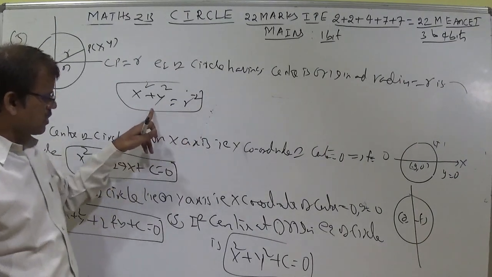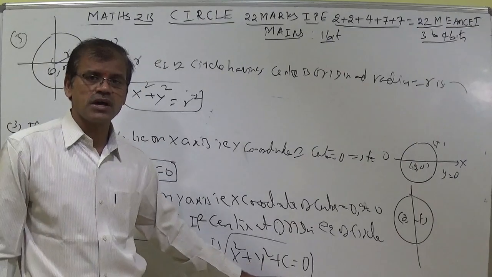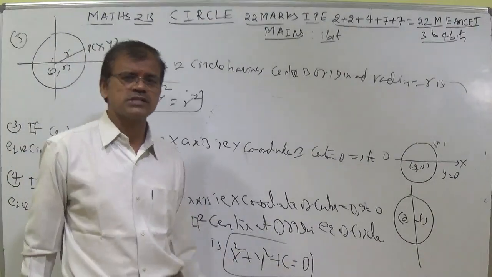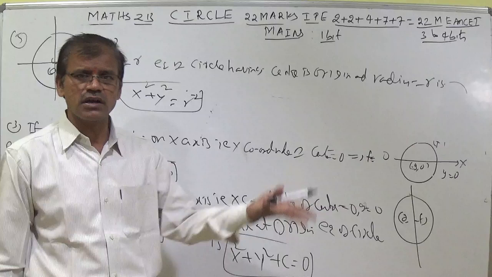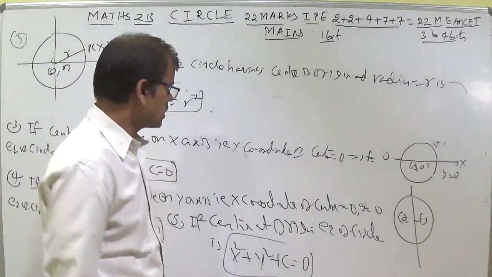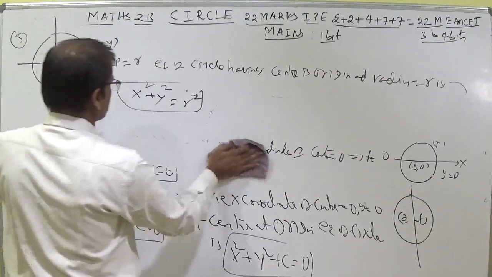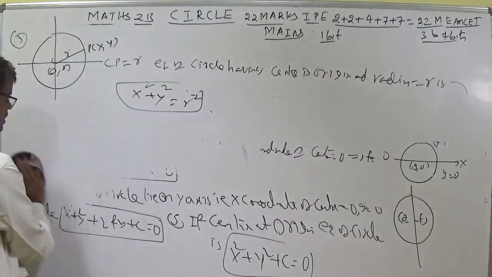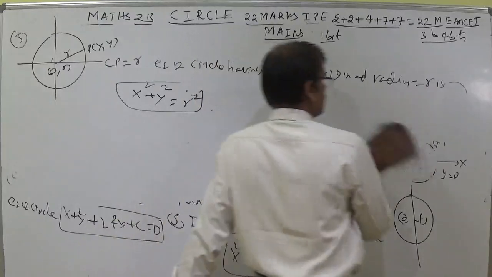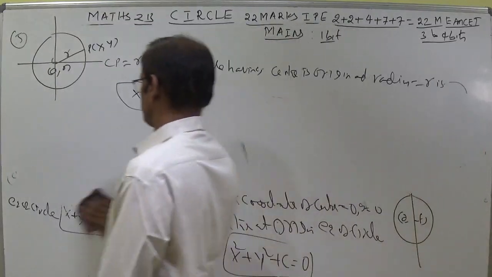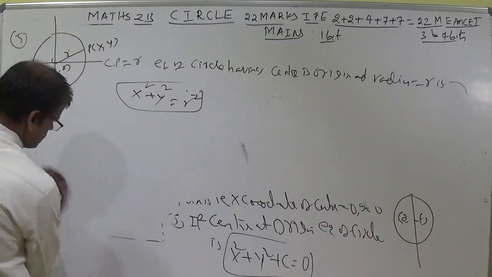Here, minus R square taken this side, you can consider as a constant. C is nothing but constant. So you can write like this. This is the general form of the circle having the center 0, 0 and having the radius R.